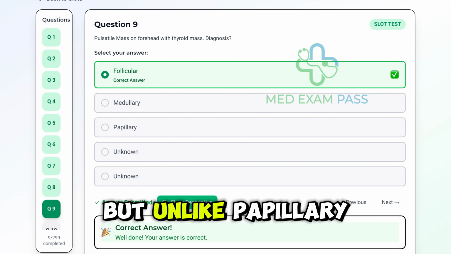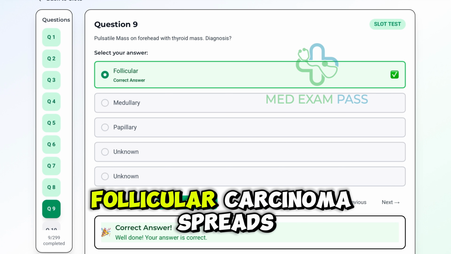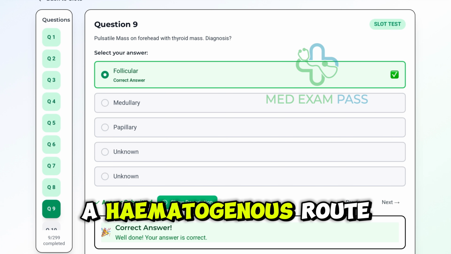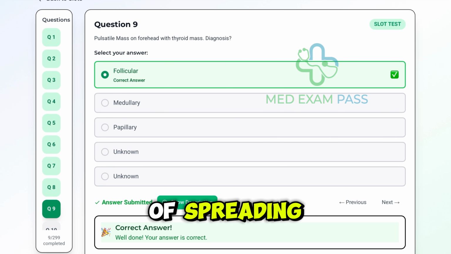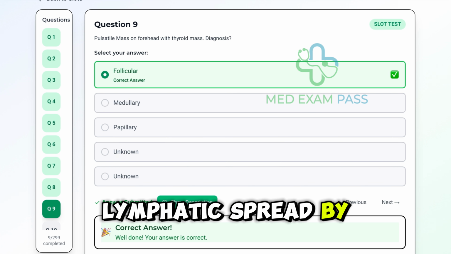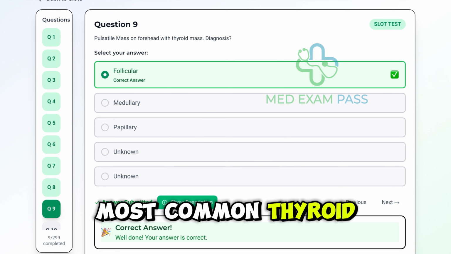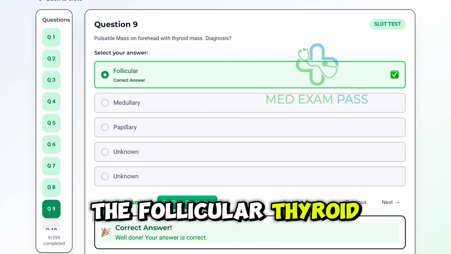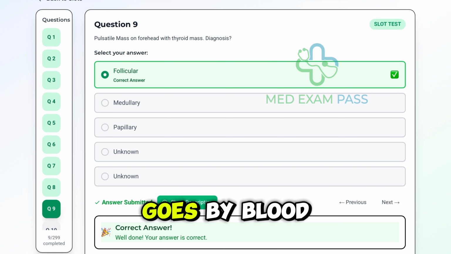But unlike papillary carcinoma, follicular carcinoma spreads via blood. So it has a hematogenous route of spreading, unlike the lymphatic spreading. So lymphatic spread is by what? Lymphatic spread is by the most common thyroid carcinoma, papillary carcinoma. Second most is the follicular thyroid carcinoma. Follicular thyroid carcinoma goes by blood.